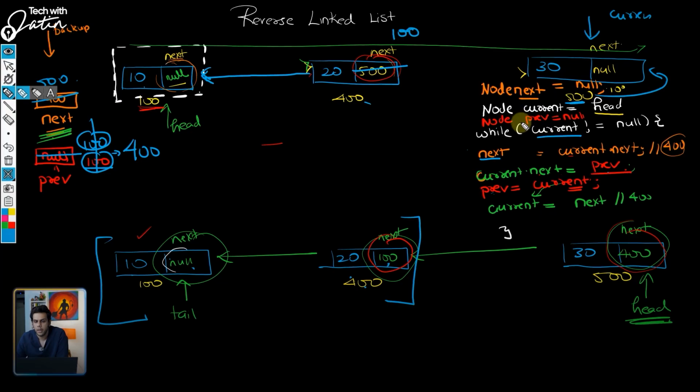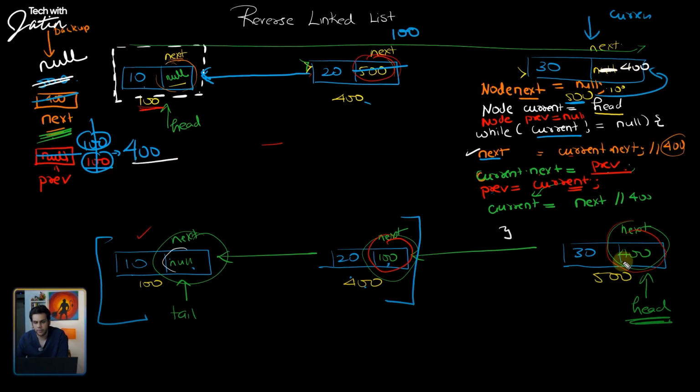Next. Current not equal to null. Current is what? 500, not equal to null. Condition is true. Next equal to current dot next. Current is 500. 500 dot next is what? Null. So your next, which was storing 500, will be updated with null. Alright, this line is done. Current dot next equal to previous. What is there inside previous? 400. So this link got created now.